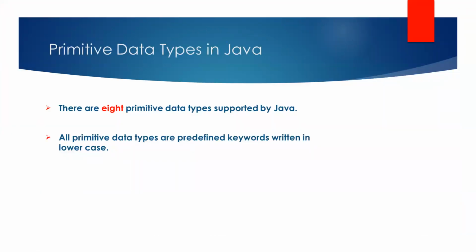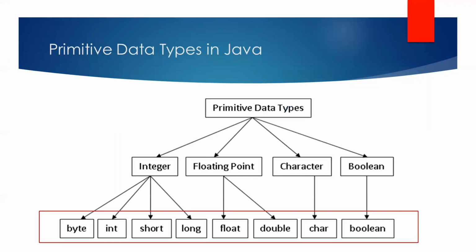So as we know, there are 8 primitive data types in Java, and all primitive data types are defined as a keyword in lowercase in Java. So these are your primitive data types: integer type, floating, character, and the Boolean. In integer type, we have byte, int, short, long. Floating point types are float, double. Character type is char, and Boolean type is boolean.